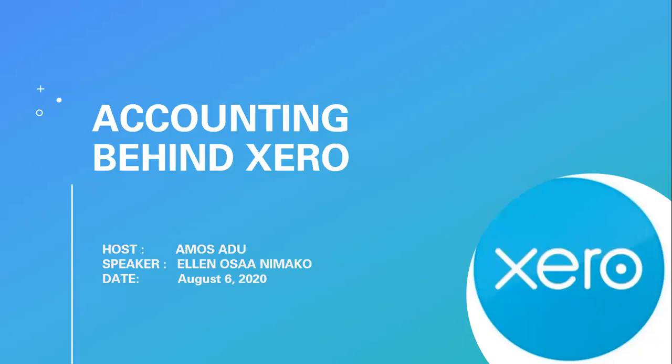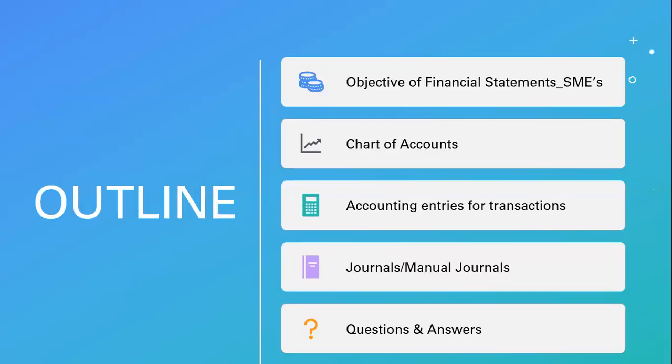So Ellen, today, what would you be taking us through? Okay, so today I'll be taking you through the accounting entries behind the features you use in Xero and the transactions you enter. In detail, we'll be looking at the objective of financial statements. We'll look at the chart of accounts. We'll look at the accounting entries for some transactions. We will then proceed to look at the journals, or the manual journals, in Xero. I will take your questions and then provide answers. So you are welcome, and do stay with us.